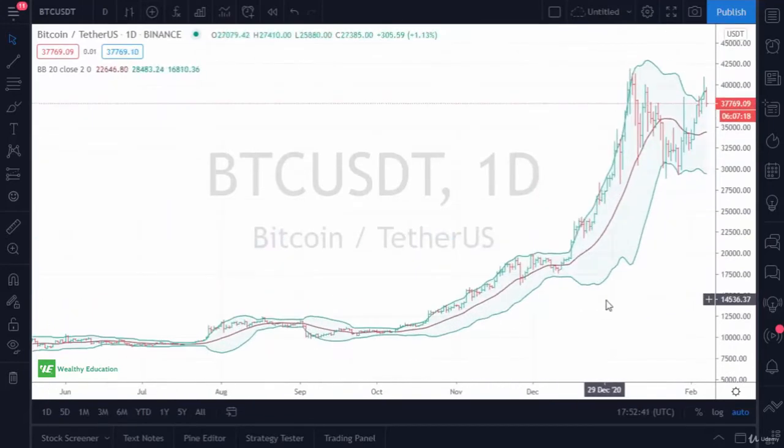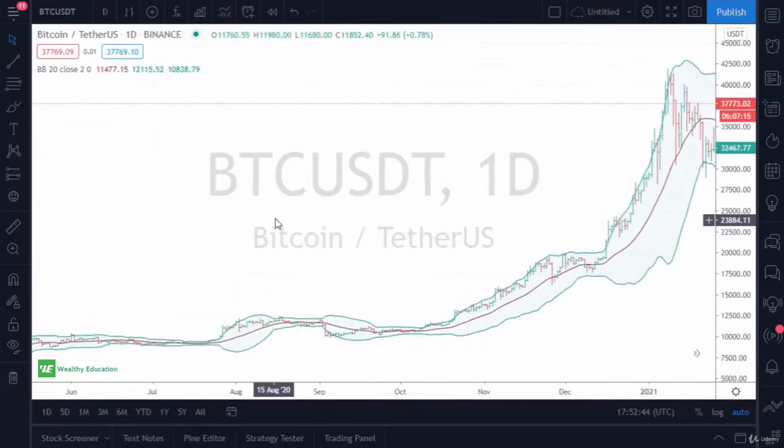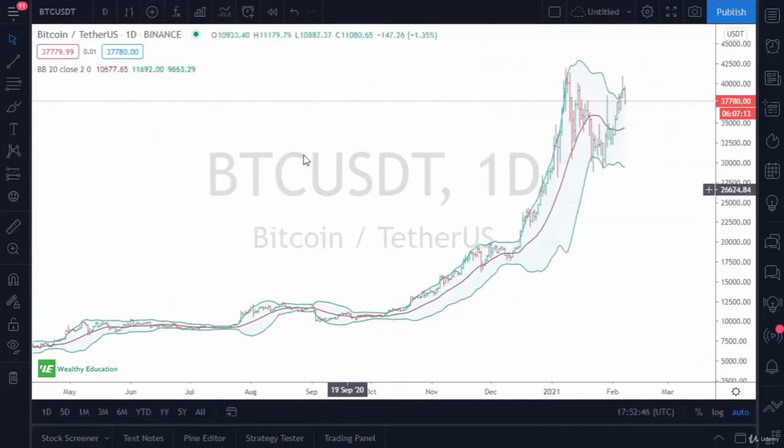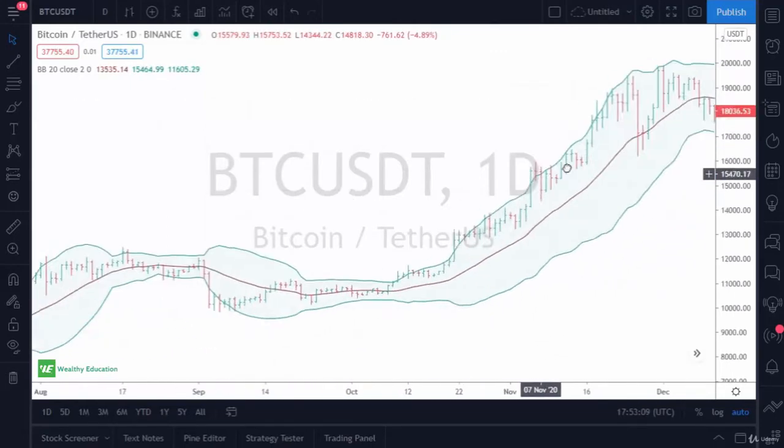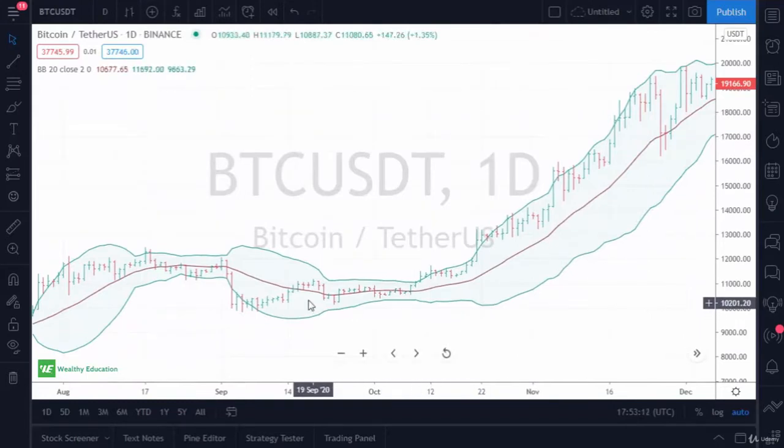So remember, that does mean something. And this was a classic signal to go long. And that's because the Bollinger Band started to widen. The moving average, the median in the middle, started to turn higher, and you can see that the price broke out. So this tells you that something's changing.